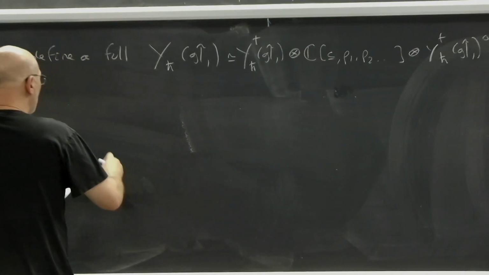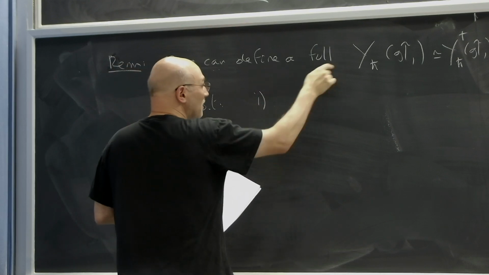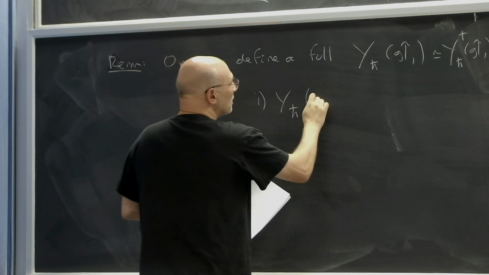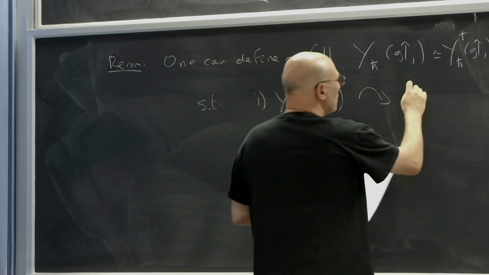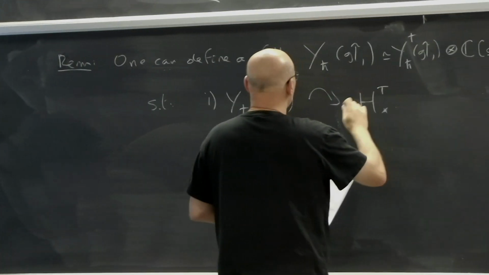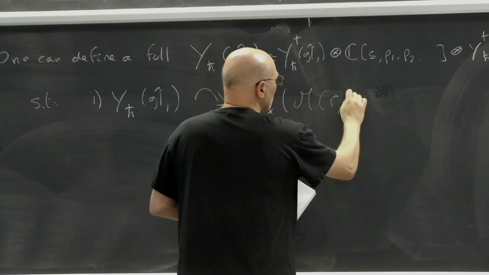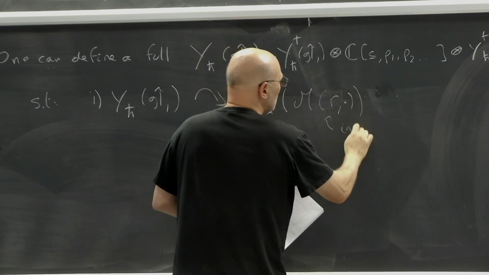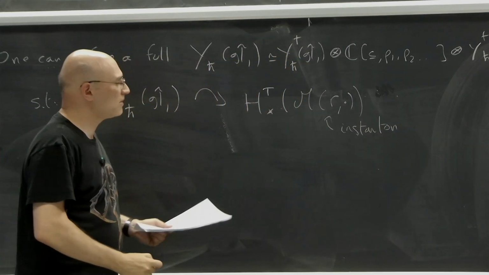It would satisfy the following. Well, this thing, the full Yangian of GL1 hat, acts on the T-equivariant homology of these instanton spaces. So these are higher rank generalizations of the Hilbert scheme of points on C2.